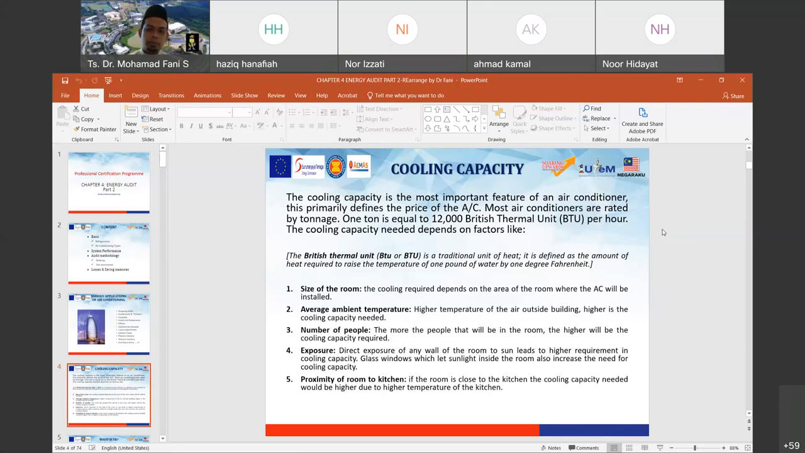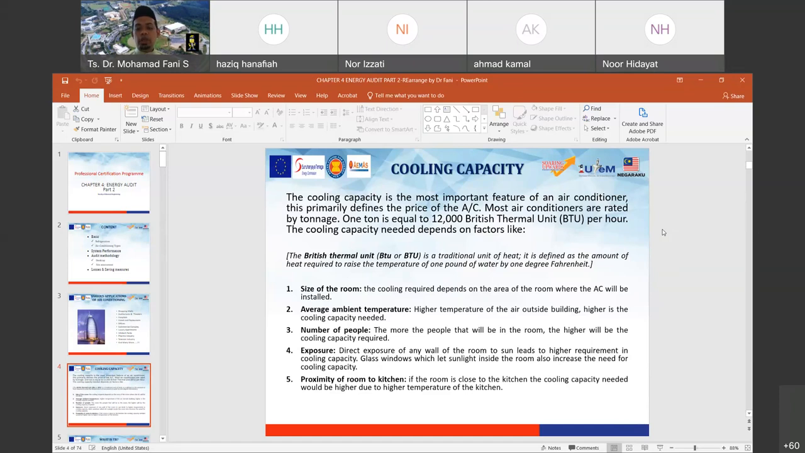It is the capacity that we need to supply the cool air. Next, average ambient temperature. We need to have the idea of the ambient temperature, or the RH, because the higher the temperature of the air outside a building, the higher the cooling capacity needed. So we need to take the ambient temperature outside the building, so at least we can get the idea on how to put the standard design for the cooling capacity of the air conditioning system.